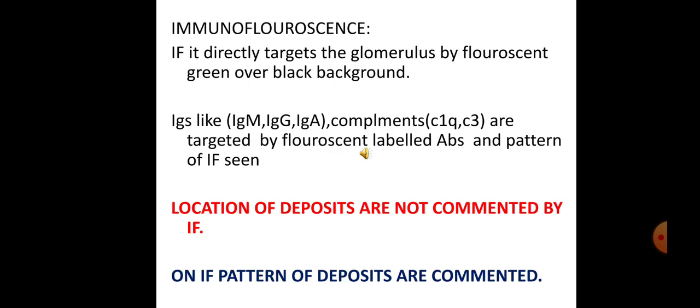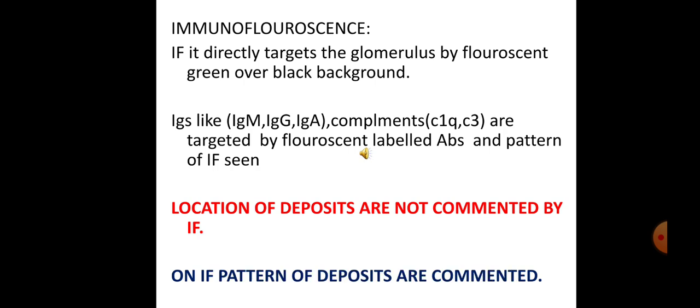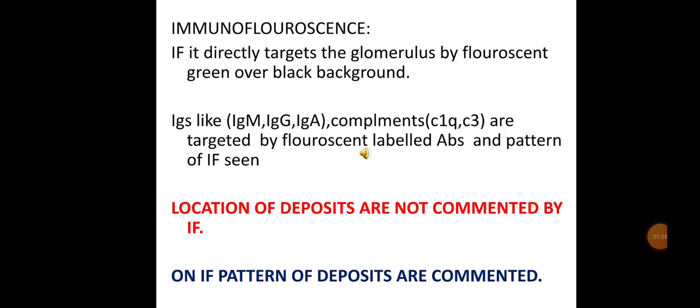Coming to the immunofluorescence, the glomerulus is directly targeted and seen as fluorescent green on a black background. Deposits like immunoglobulins IgM, IgG, IgA, and complements like C1q and C3 are targeted by fluorescence-labeled antibodies, and the pattern of immunofluorescence can be noted. Remember, the location of deposits cannot be demonstrated on immunofluorescence, whereas the pattern of deposits can be demonstrated.